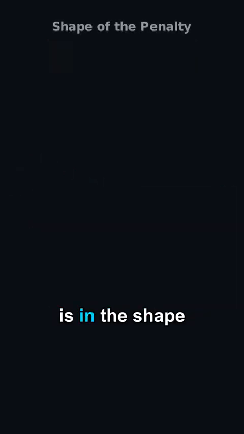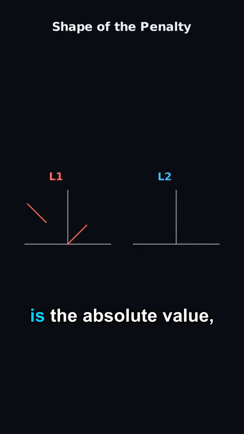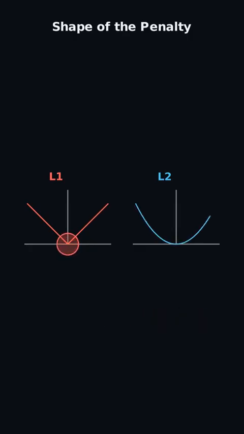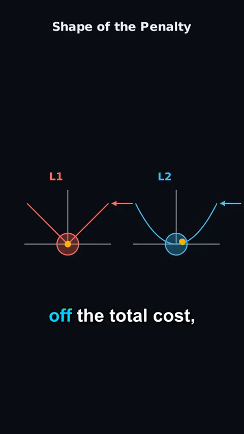The whole difference is in the shape of that penalty. L1 is the absolute value, a sharp V right at 0, it has a kink, a corner. L2 is the squared value, a smooth parabola, perfectly flat at the bottom. So when the model tries to shave pennies off the total cost, L1's corner acts like a chisel. If the error reduction isn't high enough to power past the point, the weight gets chipped down to exactly 0.